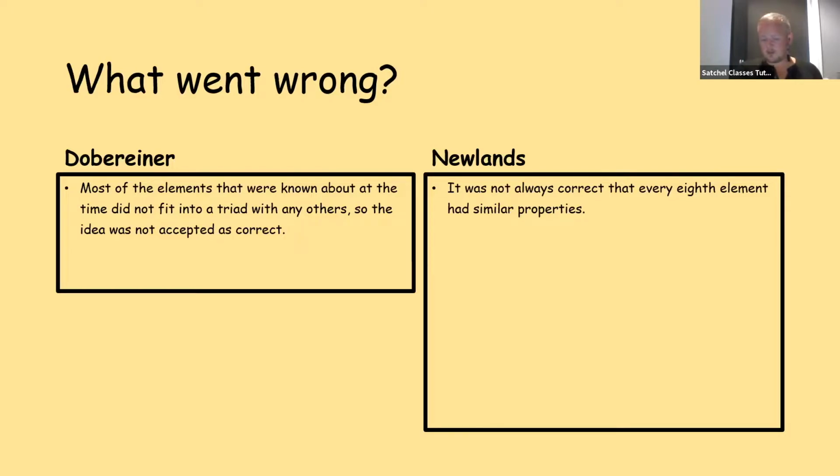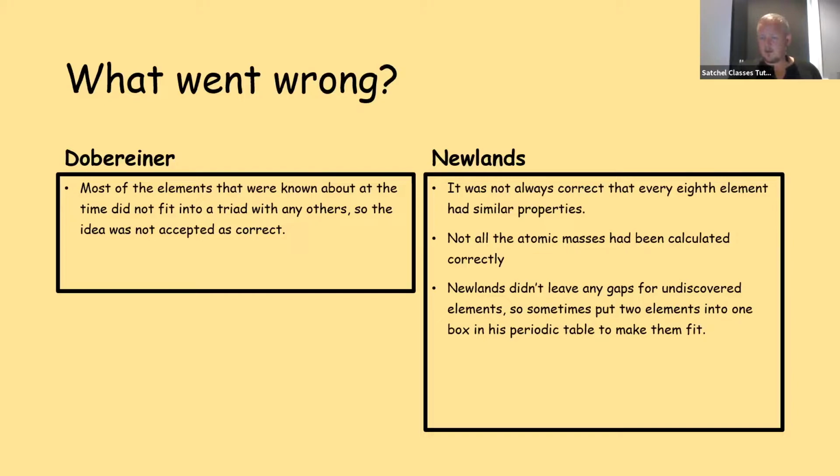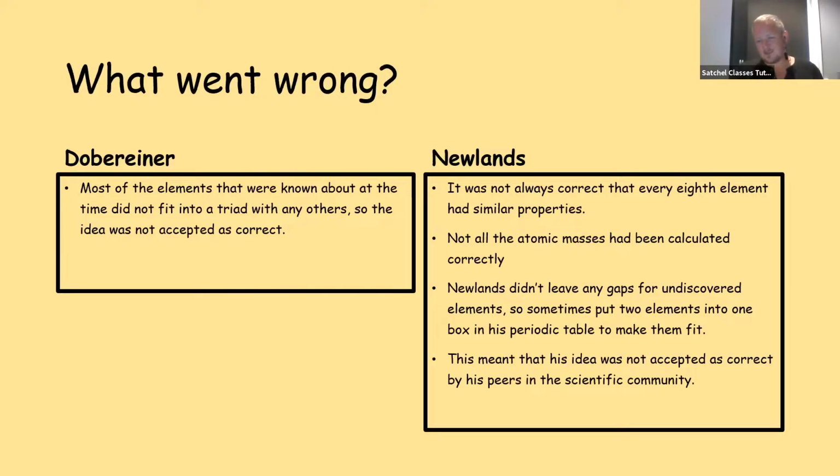Newlands, well, he postulated that every 8th element was similar, but actually it wasn't always correct that every 8th element had similar properties. It was a pattern that he could see, but wasn't true for everything. Not all the atomic masses had been calculated correctly at the time, and Newlands didn't leave any gaps for undiscovered elements. It was kind of an arrogance around the time, I believe, that people just thought there was nothing left to discover. So sometimes he put 2 elements into one box in his periodic table to make them fit. This meant that his idea was not accepted as correct by his peers in the scientific community.